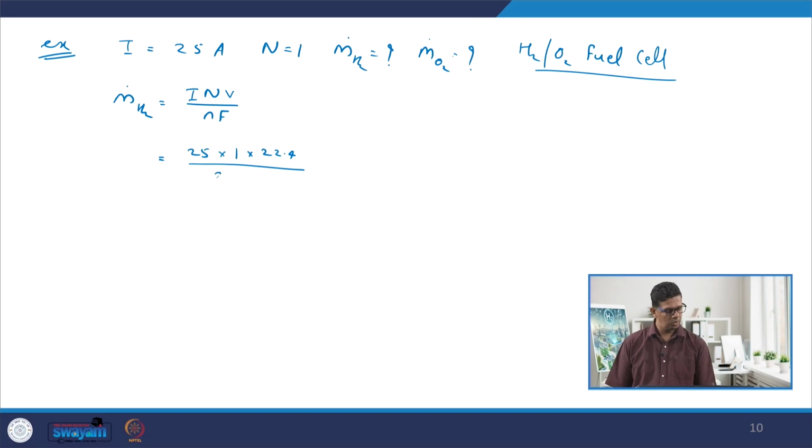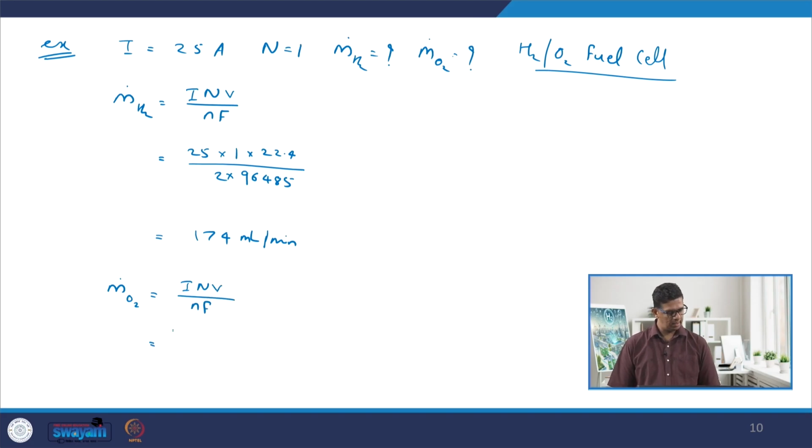So, n is 2, where F is Faraday's constant, 96,485, and this leads to, if we calculate, close to 174 milliliters per minute. And how do we find out the mass flow, the volume flow rate of oxygen? We can use the same formula, which is I n V by nF.